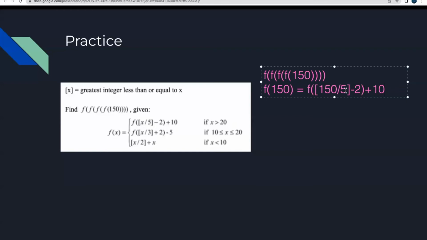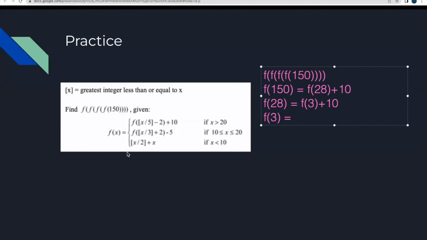This is a little bit more simple since 150 is directly divisible by 5. We can just simply replace this with a 30 and of course replace this with a 28. And then we're going to solve for f of 28 here. 28 is greater than 20, so we're going to use this same statement again. Here's where we actually have to keep that rule in mind. So 28 divided by 5, we know that's 5 point something. But since we're just taking the floor, we don't have to know what that something is. So we're just going to replace that with 5 and then replace that with 3. So now we can solve for f of 3.